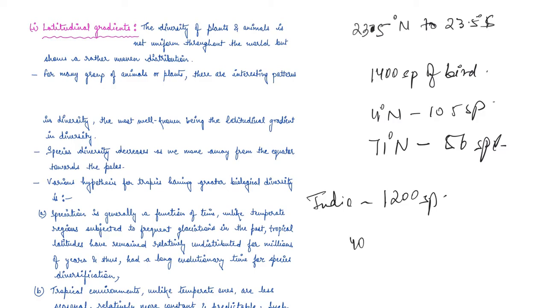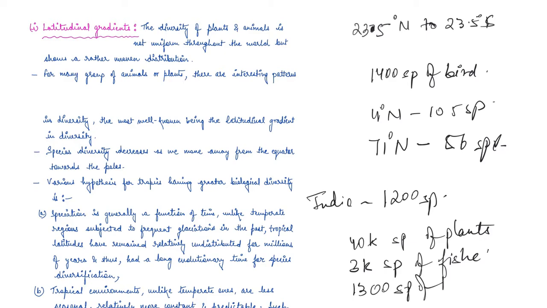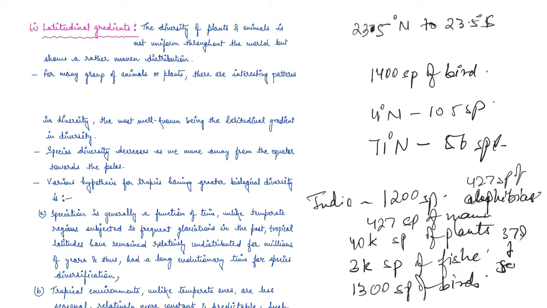It is home to around 40,000 species of plants, 3,000 species of fishes, 1,300 species of birds, 427 species of mammals, 427 species of amphibians, 378 reptiles, and more than 1.25 lakh invertebrates. So you can see the diversity and the number of species which are there.